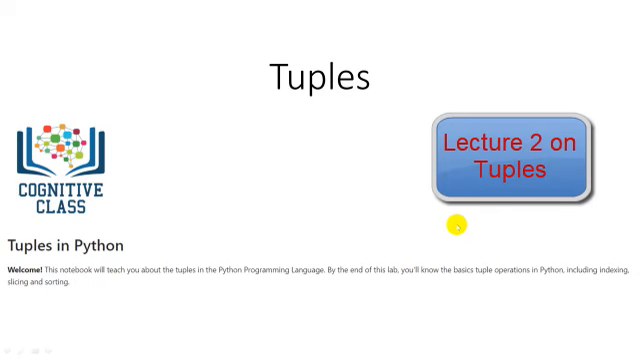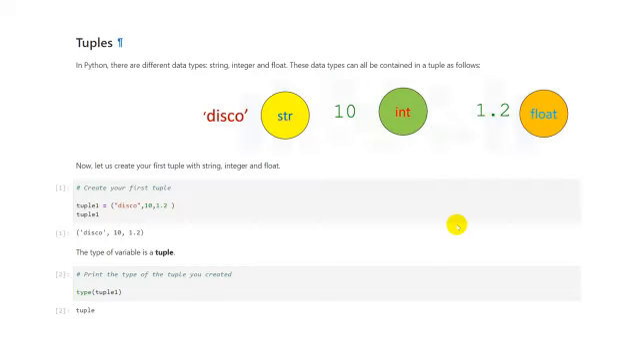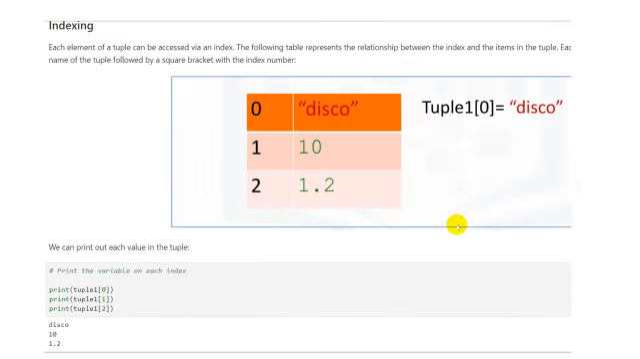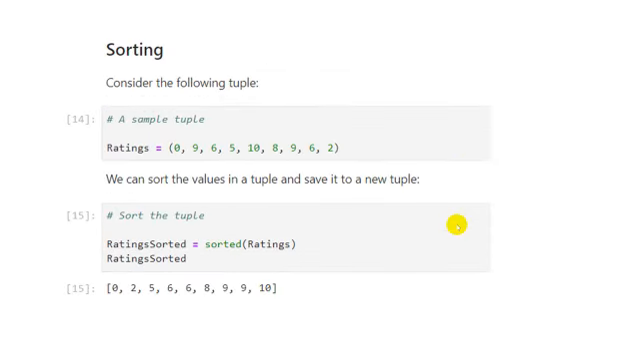So now this is series 2 of the tuples. Last time we went through the tuples, how to create a tuple, and indexing. So now we will start from sorting.